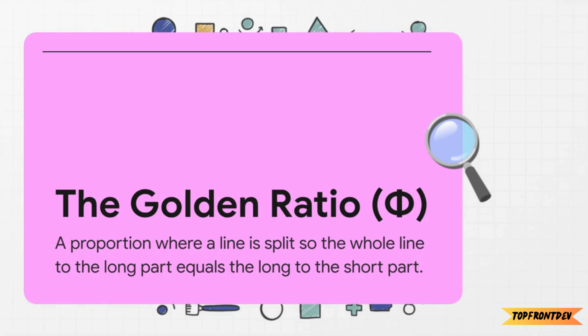So what is this thing mathematically? Don't worry, don't run away. We're not doing calculus or anything crazy here. It's actually super simple. Imagine you have a line and you split it into two unequal parts. The ratio is golden if the total length divided by the longer part is the exact same as the longer part divided by the shorter part. That's it. And that perfect sweet spot, it's always 1.618. It's the ultimate formula for visual balance.